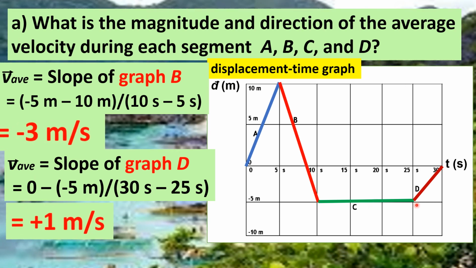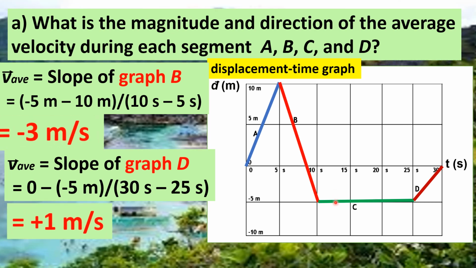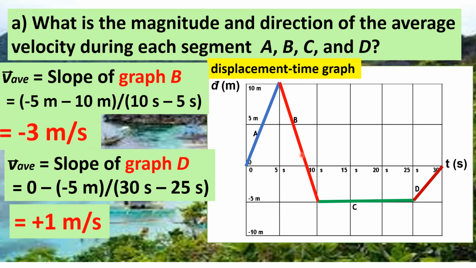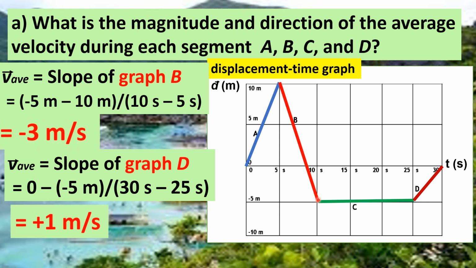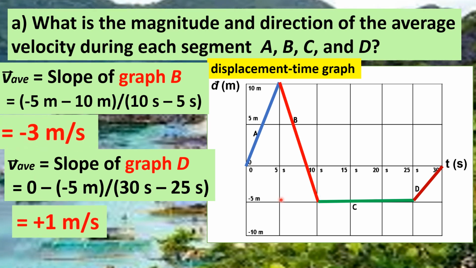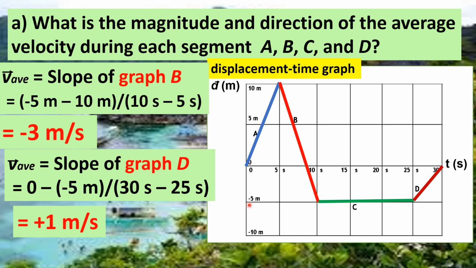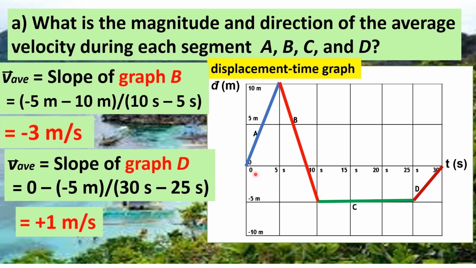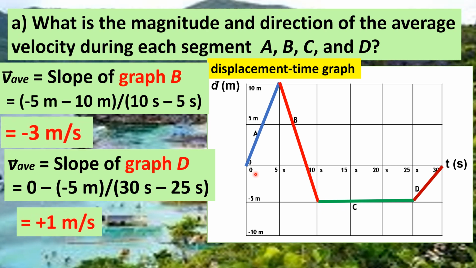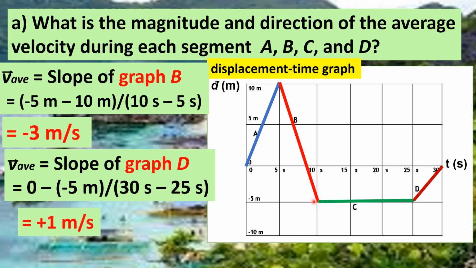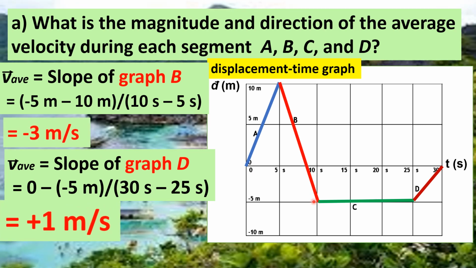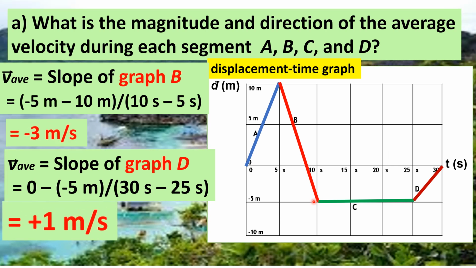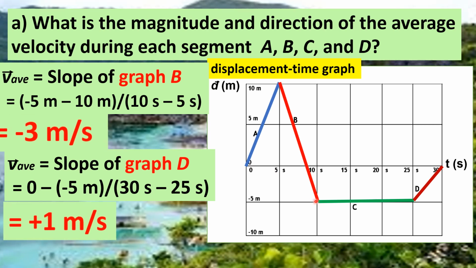Because, as shown in the graph, after 10 seconds from the start, the particle has moved to a displacement of negative 5 meters. Negative 5 meters means that, relative to the origin, the particle is 5 meters in the opposite direction, 5 meters away from the origin, right?